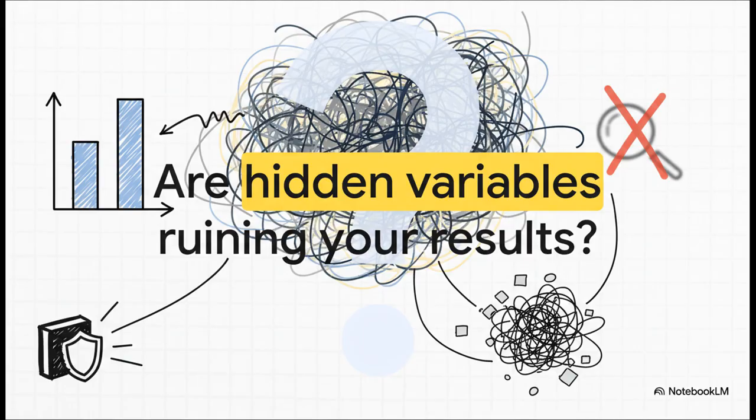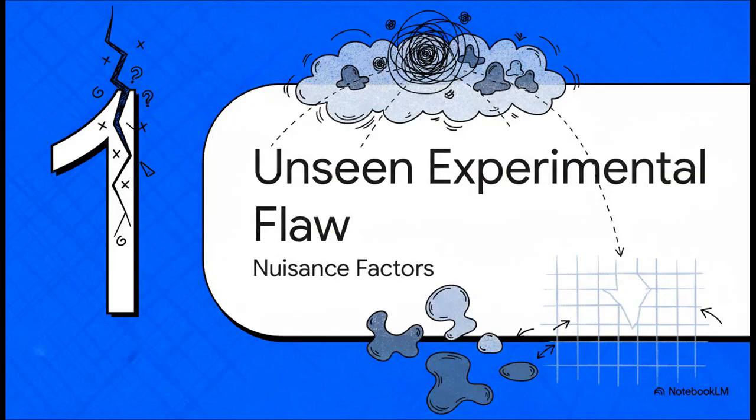So let's be honest for a second. Have you ever run a test, you look at the numbers, and you just get this nagging feeling that something's off? That the results aren't really telling you the whole story? If that sounds familiar, then chances are you've been a victim of hidden variables, these unseen forces that can totally skew your conclusions. Okay, let's really dive into this.